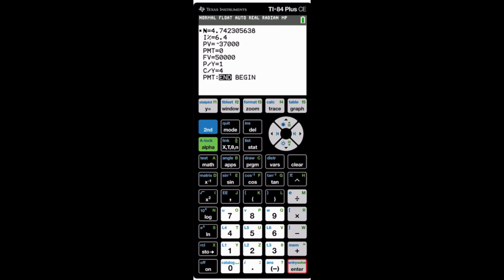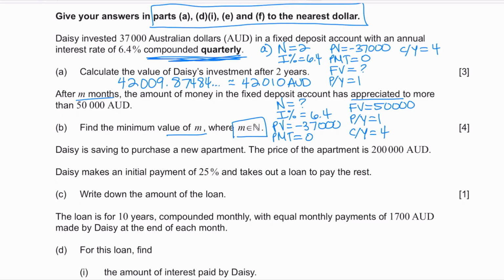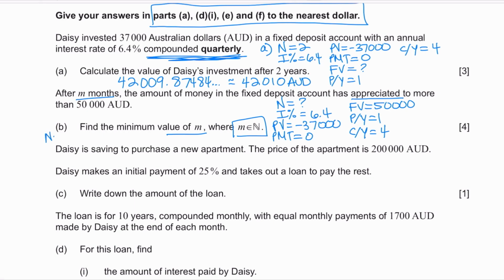So 4.7423, remember, that is number of years. So my answer right now is 4.74, but I'm going to have to multiply that by 12 because the question is asking about the number of months. So we got N is equal to 4.7423... And then that is something that I'm going to multiply by 12 so that I can figure out how many months that is equal to.